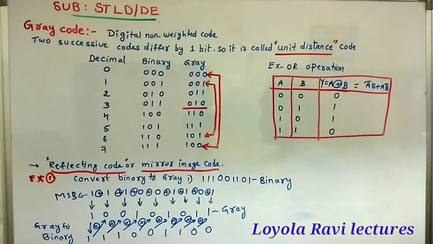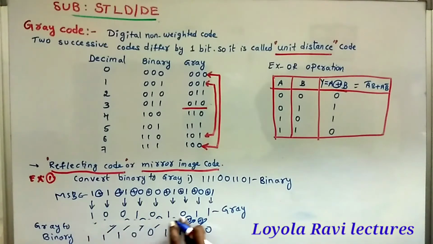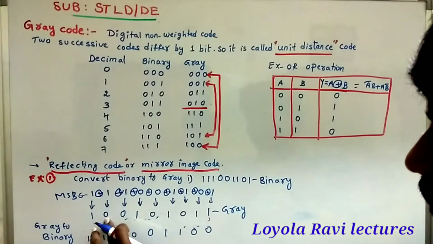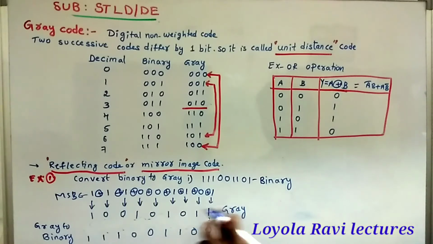I am going to check gray to binary. 100101011 is our gray code. For understanding purpose I am reviewing this, then you can understand very easily whenever I explain. Let us see now. This is the given gray code.